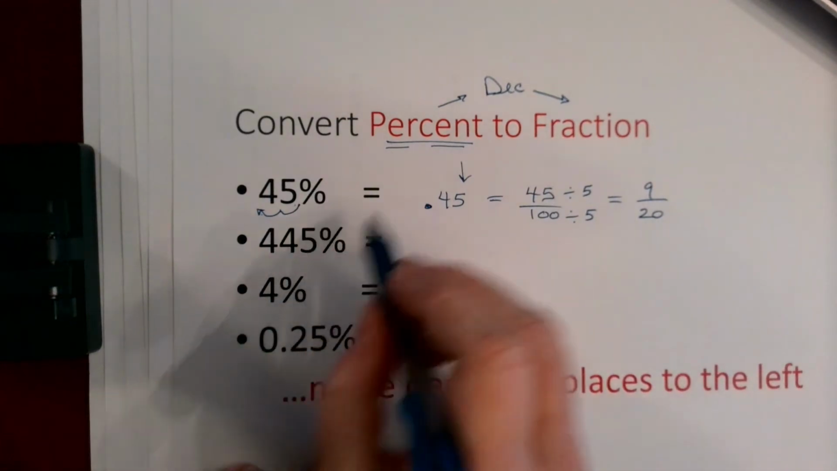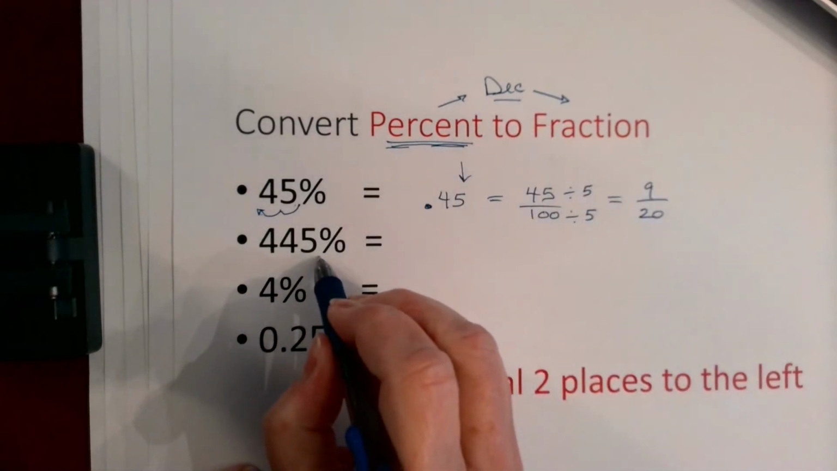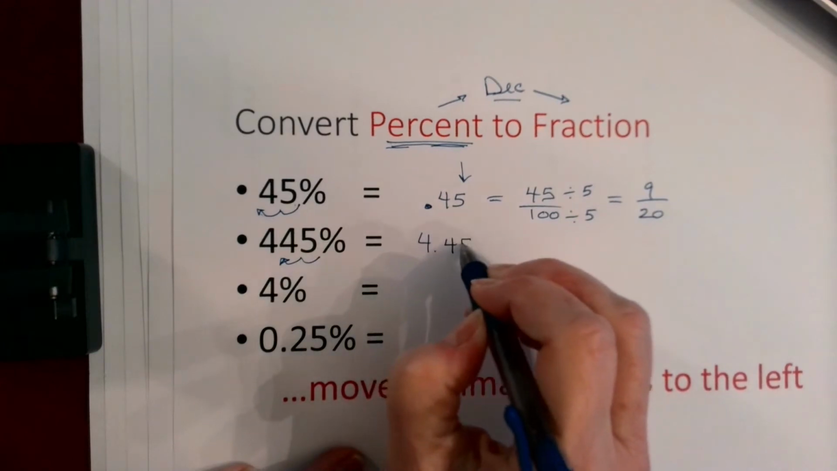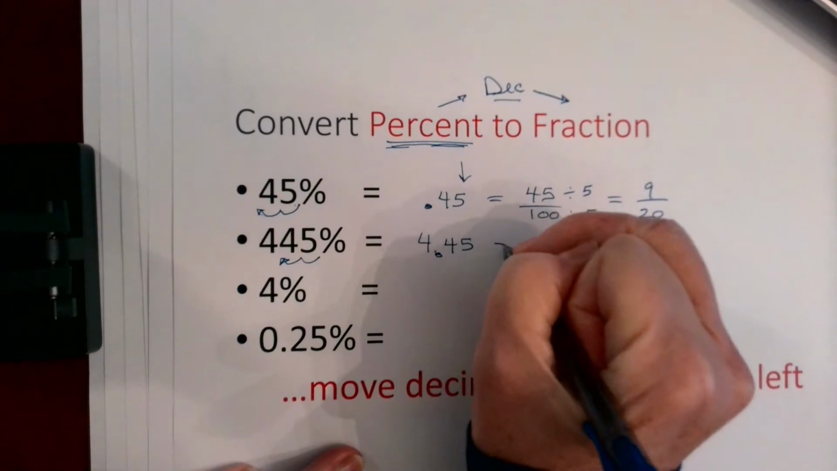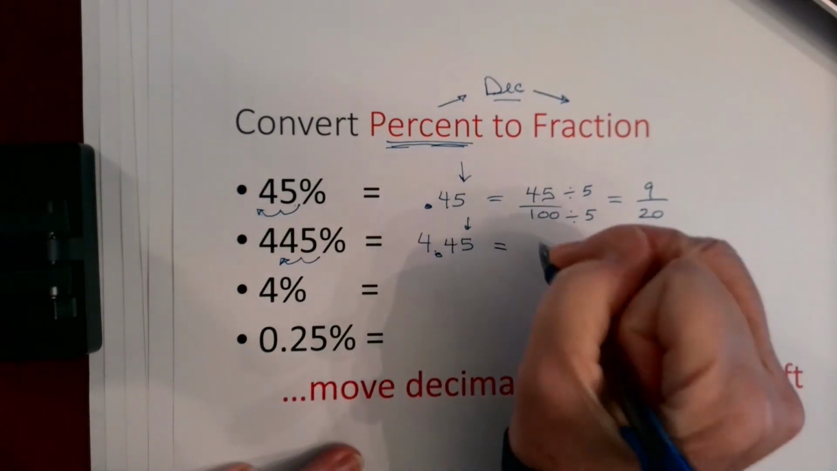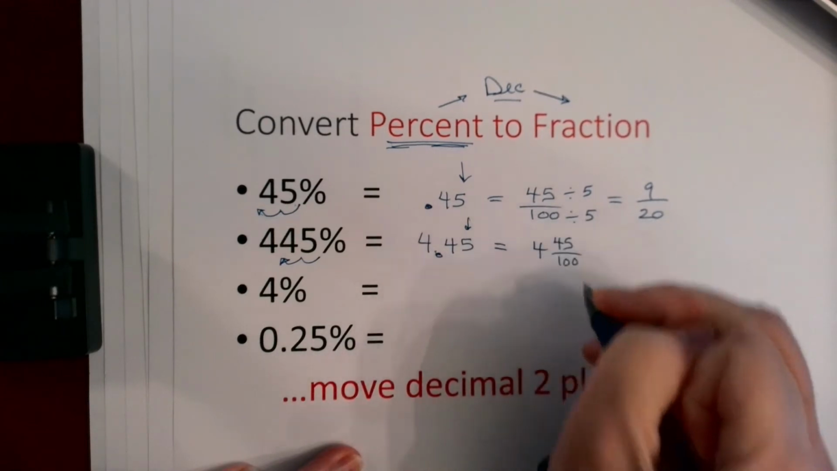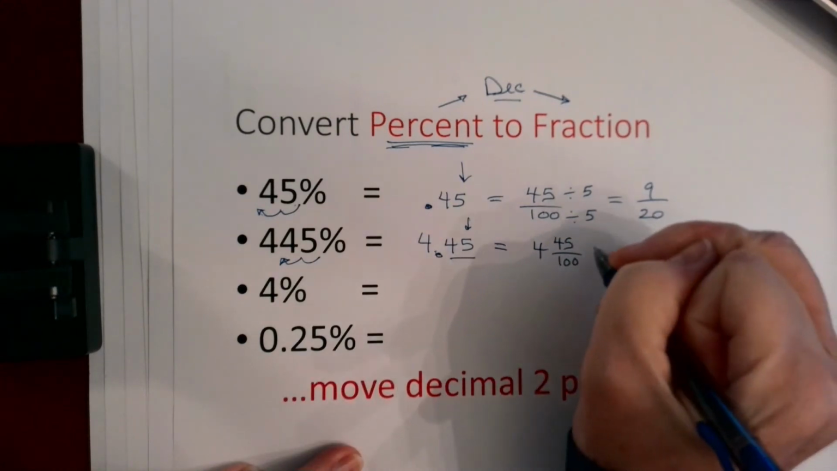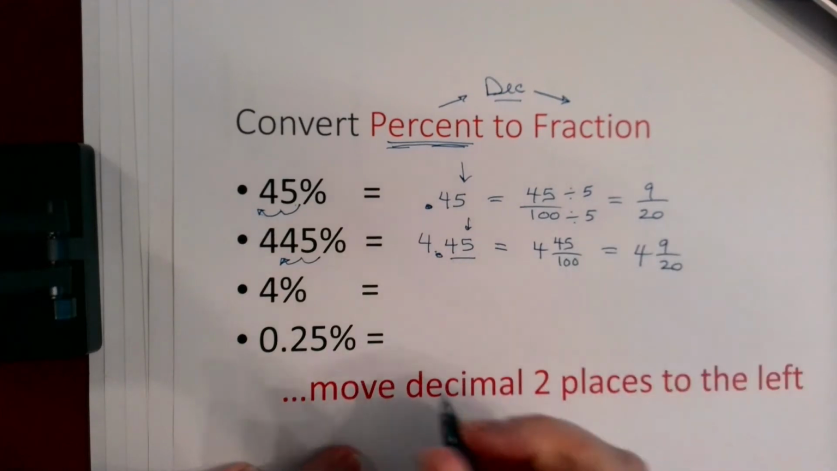We'll do the same thing whenever we're moving percents to decimals. Grab the decimal, cha-ching, move it only twice, 4.45. If we want to make that into a fraction, we would say what column this is in. The last digit is in the hundredths column. So this is 4 and 45 hundredths. This part is in the hundredths column. And then it would be reduced to 4 and 9/20.